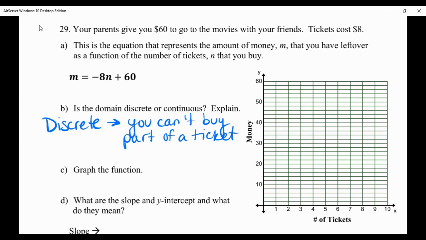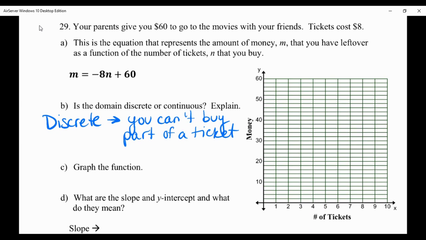So because it's a discrete domain, that means our graph is going to be a scatter plot. But we're still going to use the y-intercept and the slope to get each point of the scatter plot.